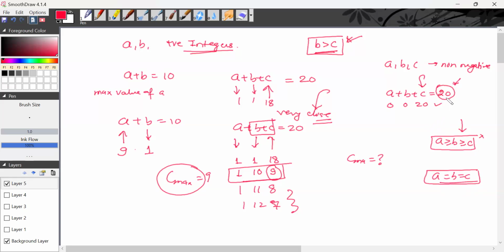But unfortunately, this number is not divisible by 3. Had it been 21, I would have done 7, 7, 7, but that is not possible. So I have to take such values. ऐसा भी तो ले सकते हैं ना, 7, 7 and 6. उसमें C की वैल्यू मैक्सिमम हो जाएगी. देखो C की वैल्यू 5 भी आएगी. But we have to maximize.